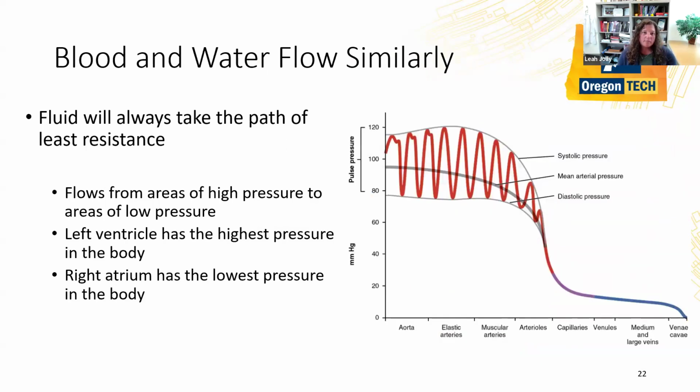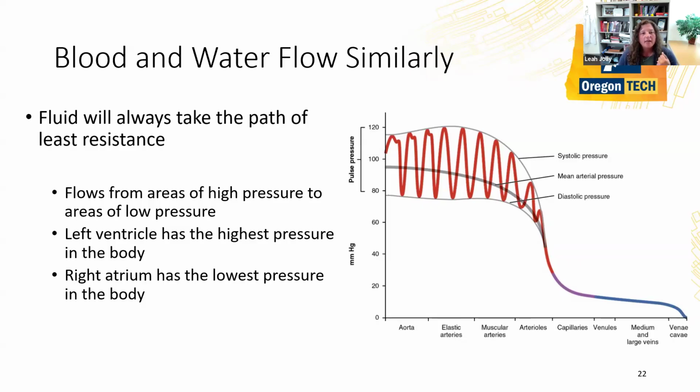Blood and water flow similarly, and fluid, no matter what type it is, always takes the path of least resistance. So there is a lot of pressure happening through our bodies, and this is what helps the blood move through it. So blood flows from areas of high pressure to areas of low pressure. And it just happens that the left ventricle has the highest pressure in the body.